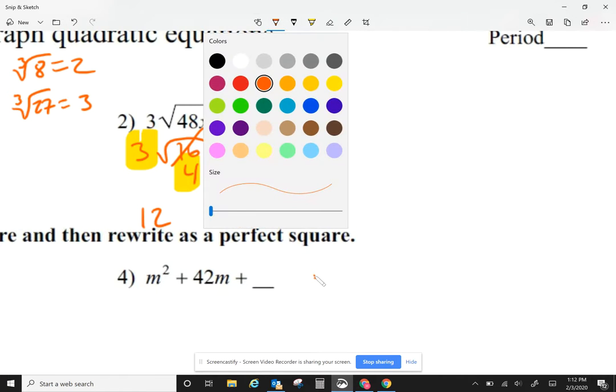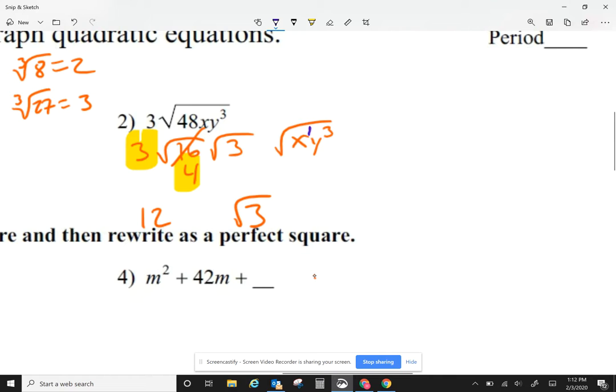When it comes to letters, technically I have an x to the 1. My root is 2. My exponent is smaller, so nothing can come out. So I have x to the 1 on the inside. Now for y, 3 divided by 2. 2 goes into 3 one time, so I have y to the 1 on the outside. My remainder is 1, so I have y to the 1 on the inside.